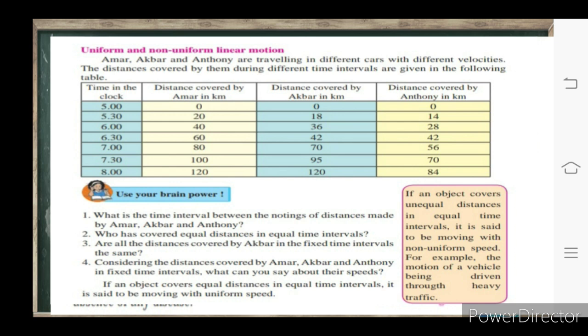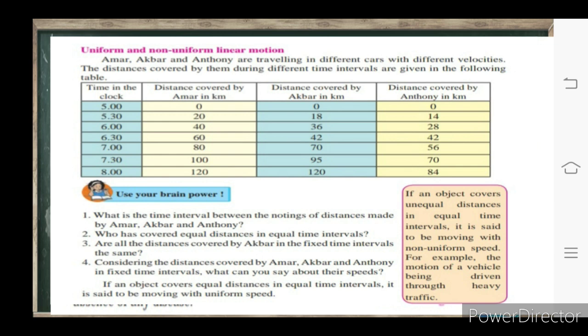Now observe the third column. Distance covered by Akbar in kilometer. At 5 o'clock 0 kilometer, 5:30 18 kilometer, 6 o'clock 36 kilometer. In the first three there is equal distance, but at 6:30, 42 kilometer, and at 7 o'clock, 70 kilometer. Means the distance covered by Akbar is not the same in equal intervals of time. So that type of motion is called non-uniform motion.